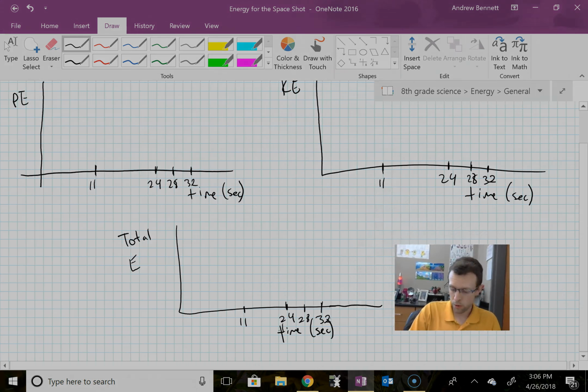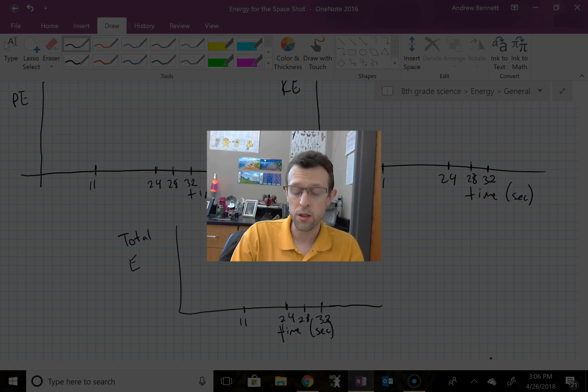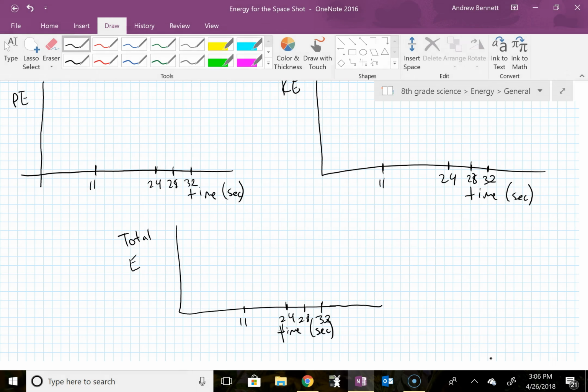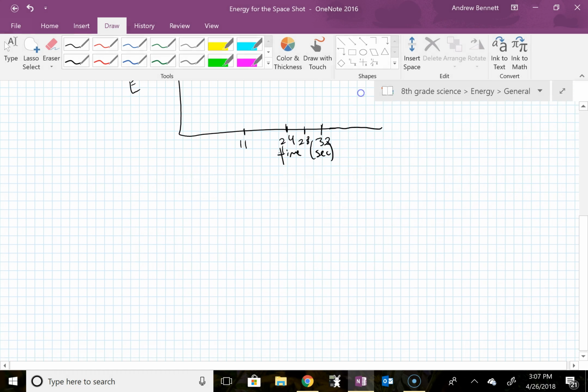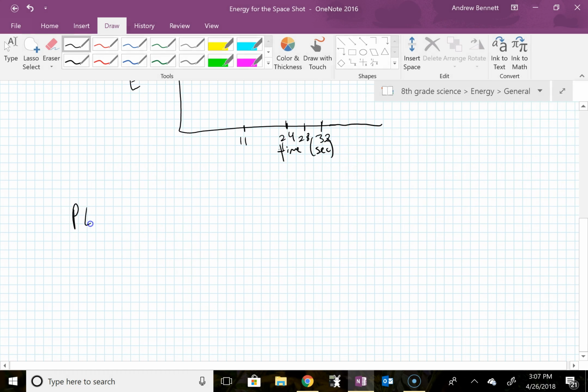Okay, and we're going to keep track of each type of energy here, so we probably ought to just refresh our memory quick. What are we talking about with each one? Potential energy, we've got an equation for each of these, so that might be useful. Potential energy is equal to mass times gravity times height.